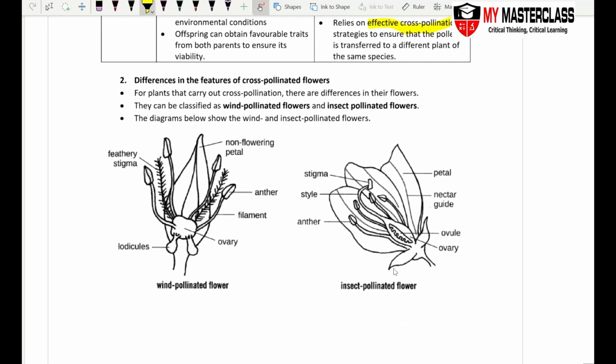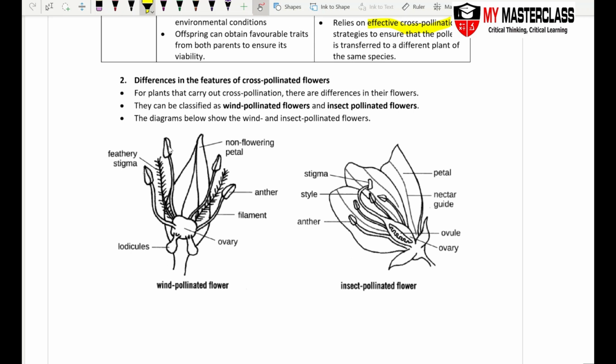When you look at wind-pollinated versus insect-pollinated flowers, you can see the big difference. Insect-pollinated flowers have petals and a nectar guide. The nectar guide guides the insect down towards the nectary, and on the way down it can brush past the anther, so some pollen grains can land onto the insect. After the insect takes the nectar, it can fly off to the next flower and hopefully transfer some of the pollen onto that flower.